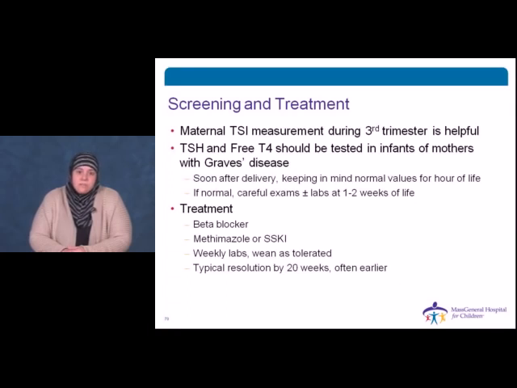In terms of treatment, we use a beta blocker, again, to control hypertension and tachycardia. And you can use either methimazole or iodine. SSKI stands for supersaturated potassium iodine, and either of these typically works quite nicely. We do weekly labs and then wean these medications as tolerated. And typically, as the antibodies clear from the infant's system, there's resolution by about 20 weeks, often earlier.